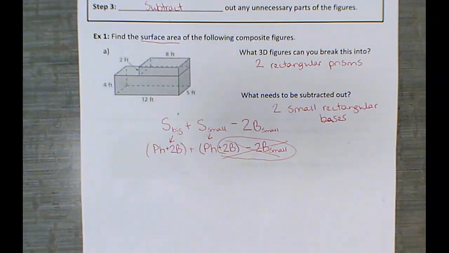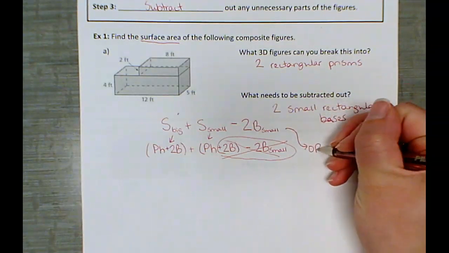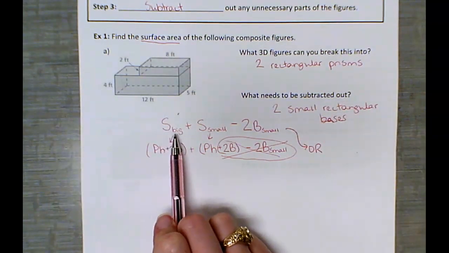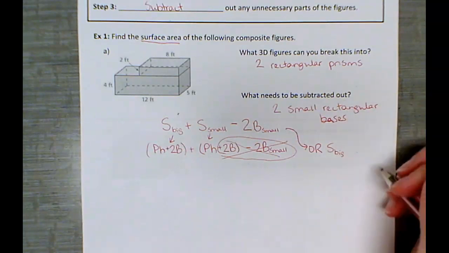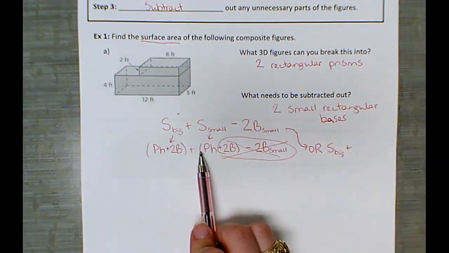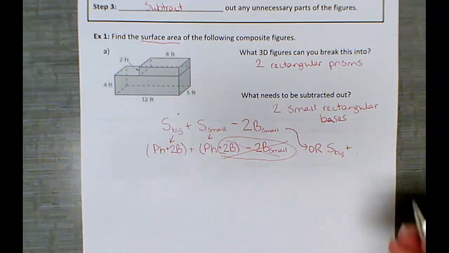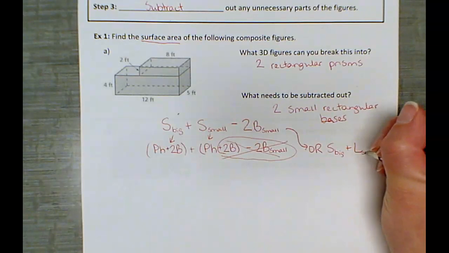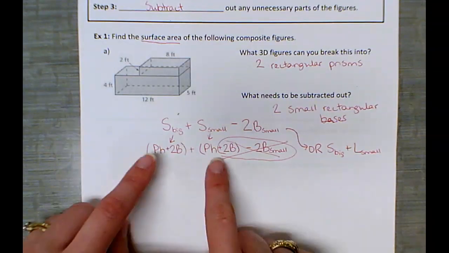And so I can kind of recreate my formula, or the surface area of the big prism plus just this, which happens to be the lateral area of the small prism. So that's an alternate form of my plan that could work because it means the same thing. So I'm going to go ahead and work on this.